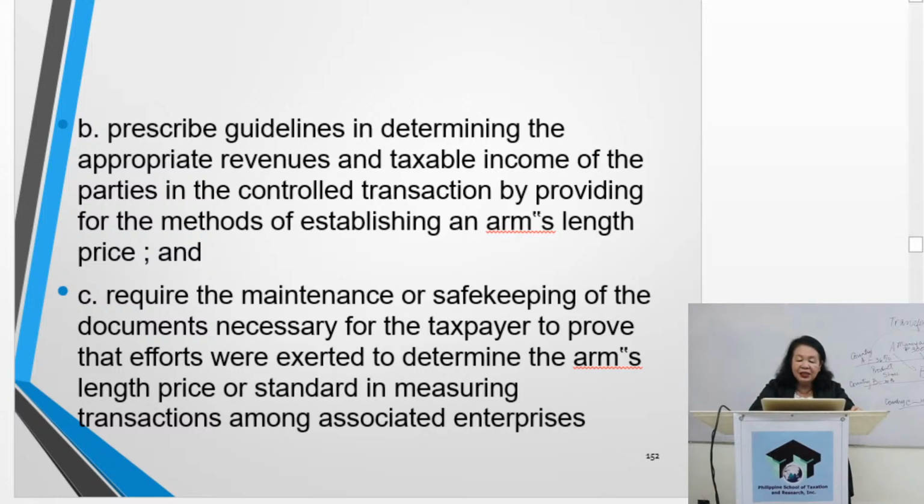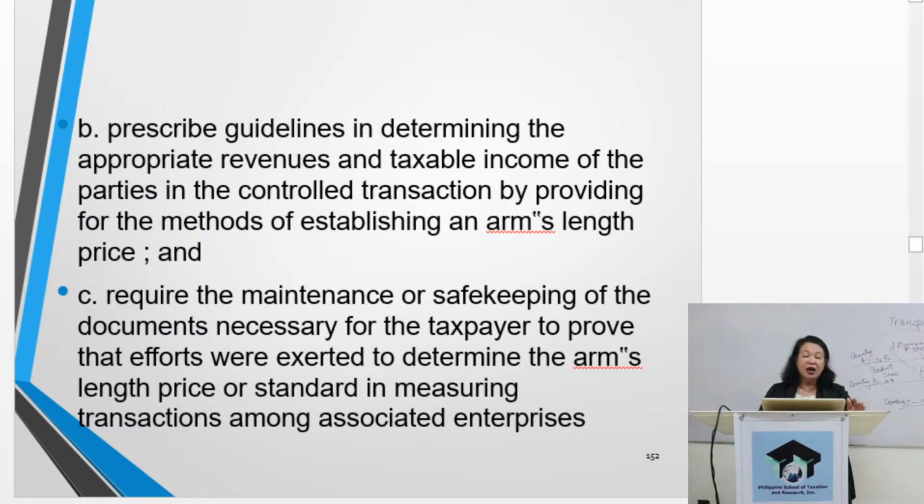So, maintenance or safekeeping of the documents necessary for the taxpayer to prove that efforts were exerted to determine the arm's length price or standard in measuring transactions among associated enterprises. No? So, ano yung measuring transactions among associated enterprises? Marami to, no? May mga applications tayo dito pagdating na po sa mga transfer pricing issues, no? Okay. Ano itong sinasabi dito na standard? Itong arm's length standard. Pahapyaw lang, sabihin ko na sa inyo, ano ba itong arm's length standard?